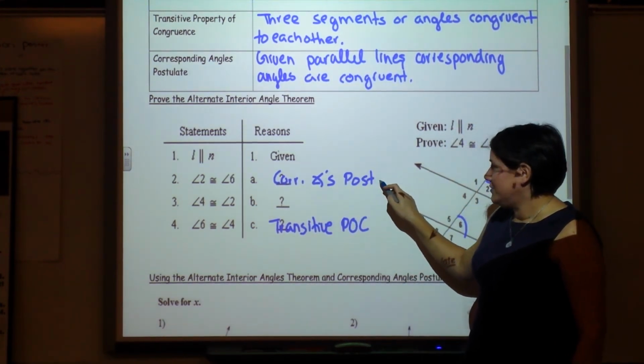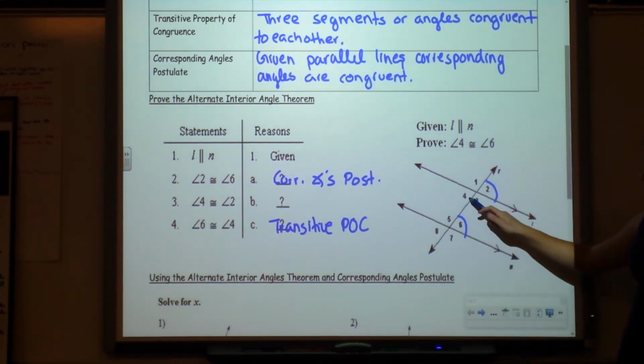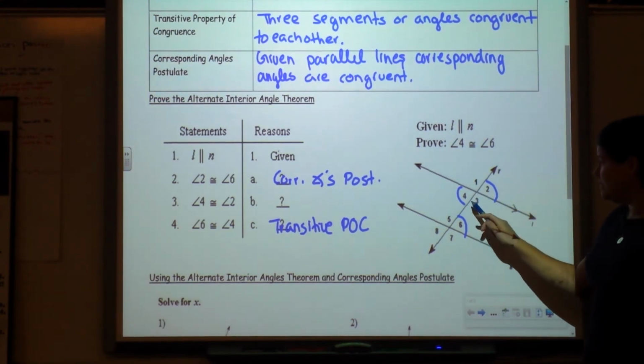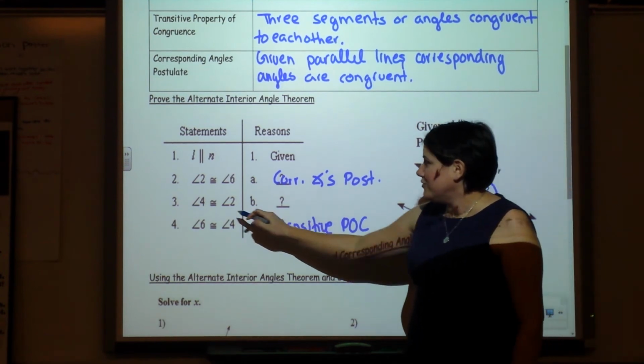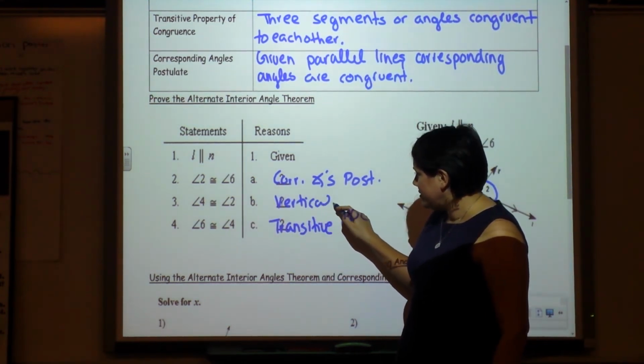And again, it's a two-column proof, so I'm going to abbreviate everything. And then if you look at angle 4 and angle 2, hopefully you can see these are vertical angles. We learned about that yesterday and we proved it, or today. So we can say angle 4 is congruent to angle 2. That is your vertical angle theorem.